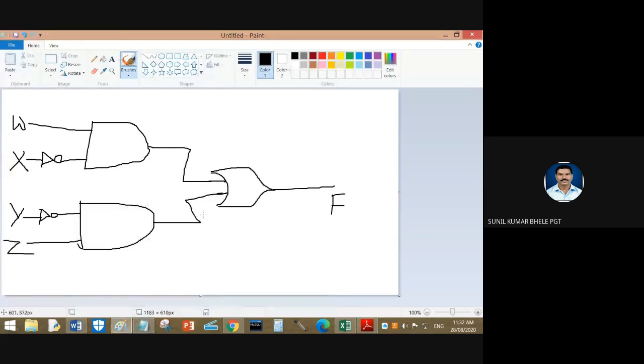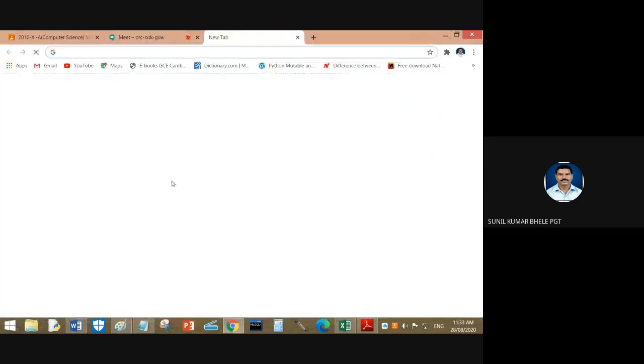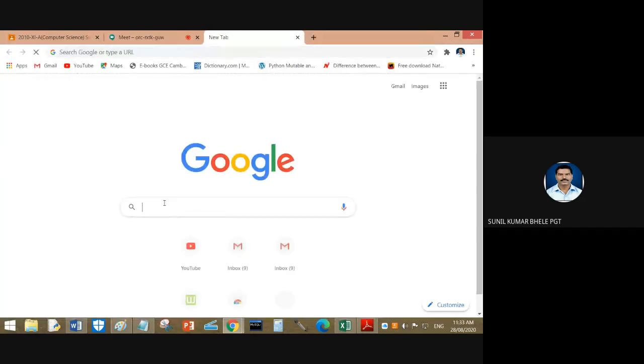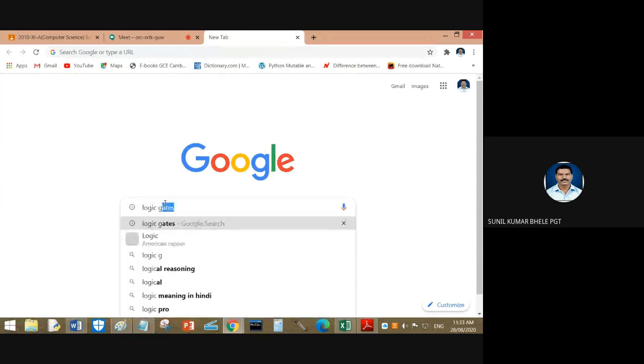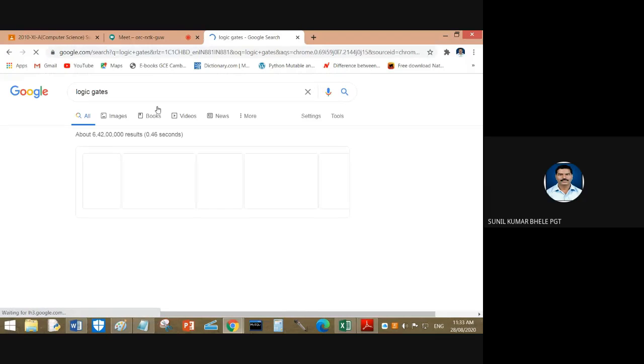So this type of question can be asked in your examination. You must practice, and you must remember about each and every gate. In the next class, I will explain some laws of Boolean algebra, so be ready with those laws. On the internet also, you can search the contents about logic gates and take down notes. You can see the symbols of logic gates. If I display some images of logic gates, you can see.